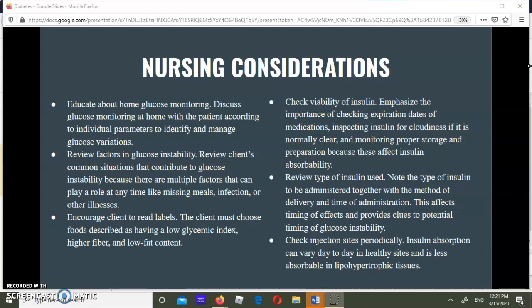Review type of insulin used. Note the type of insulin to be administered together with the method of delivery and time of administration. This affects timing of effect and provides clues to potential timing of glucose instability.